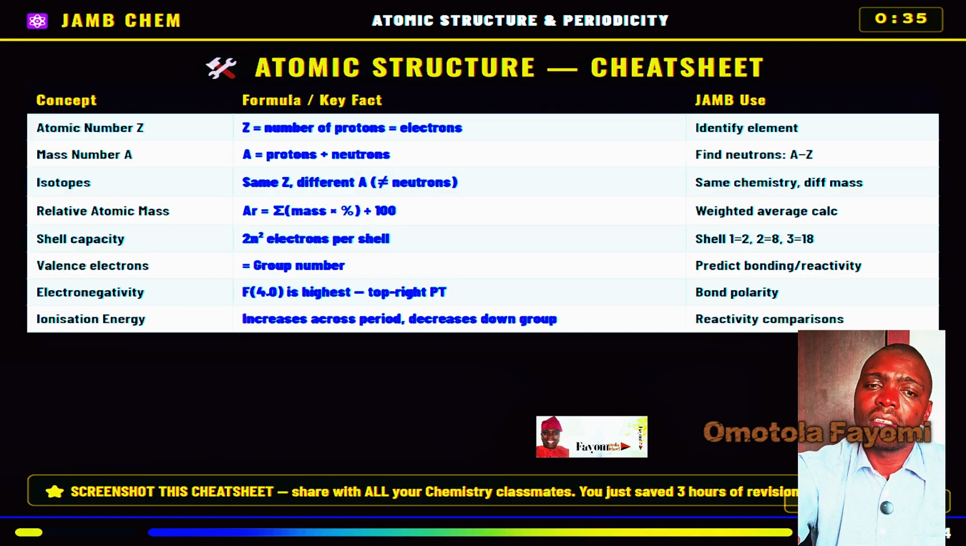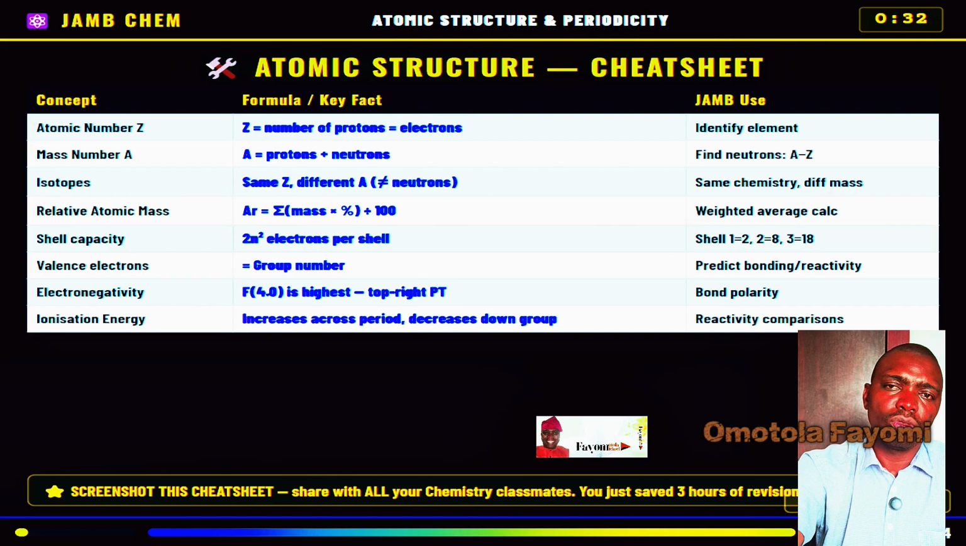Atomic number Z equals protons, which also equals electrons in neutral atoms. Mass number A equals protons plus neutrons. Neutrons is A minus Z. Isotopes: same Z, different A, different neutrons. Relative atomic mass means multiply mass by percentage, add them up, divide by 100.